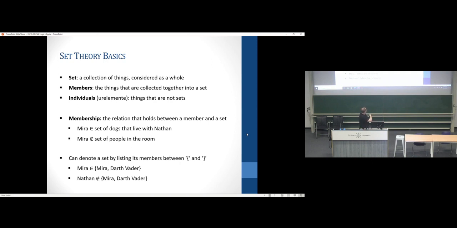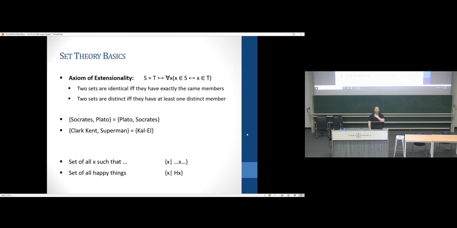So Mira is a member of the set whose members are Mira and Darth Vader. Nathan is not a member of that same set. And we'll talk more about exactly what's going on in here, but again, this is just to familiarize ourselves with the notation. So again, you have sets, these collections. You have members, that is the things that are parts of or constituents of the sets. And you have individuals, stuff that isn't sets.